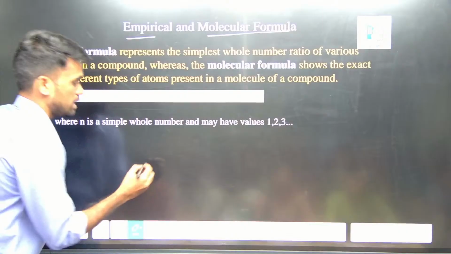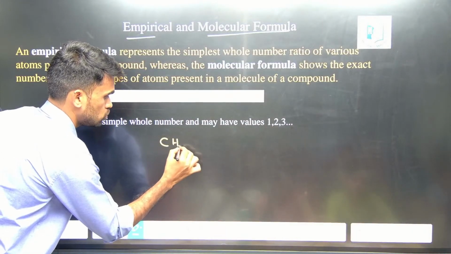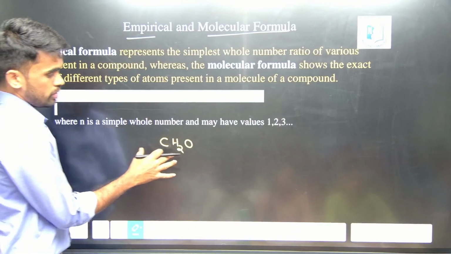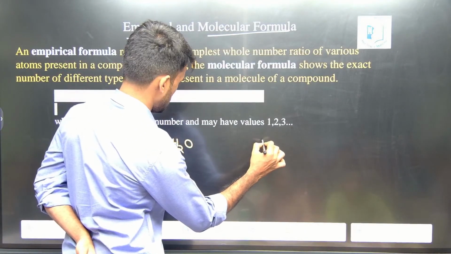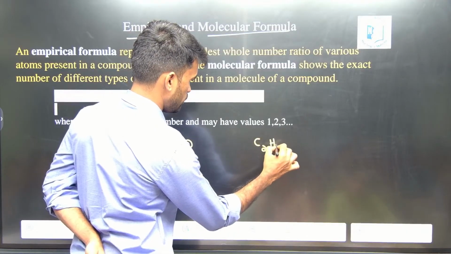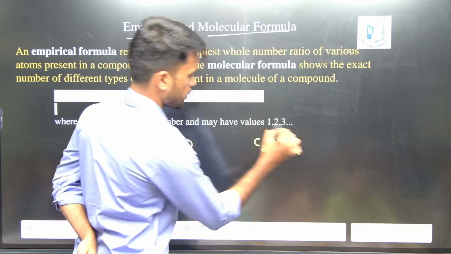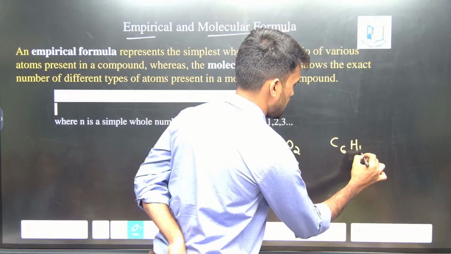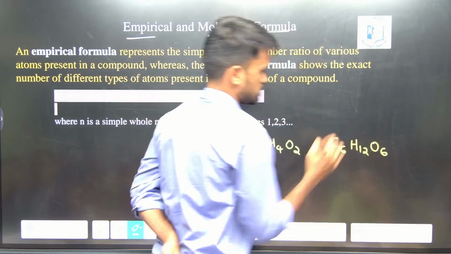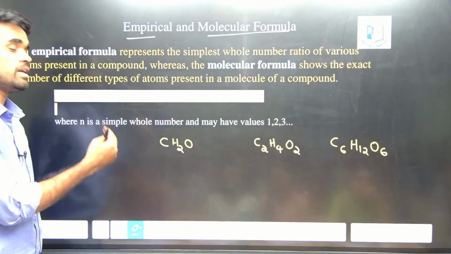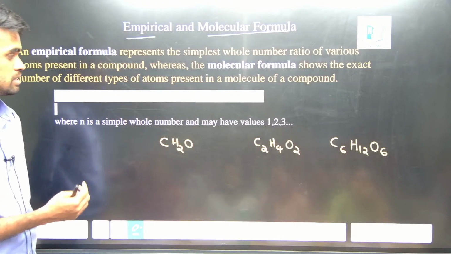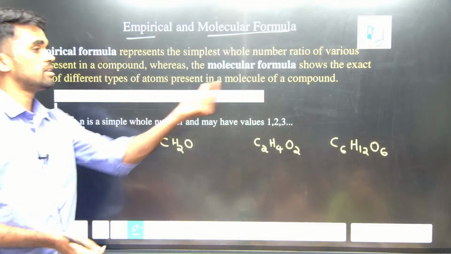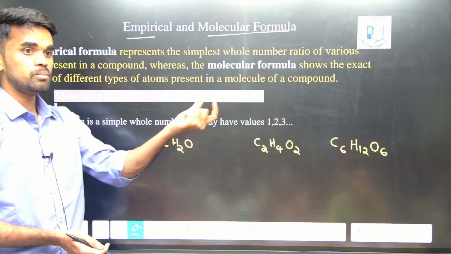See, what I am writing here? CH2O I am writing. Now here I am writing one more formula, you just check. C2H4O2. I am writing one more formula, you can see. C6H12O6. Now what is common in these three molecules? CHO. So here there are terms called empirical formula and molecular formula.